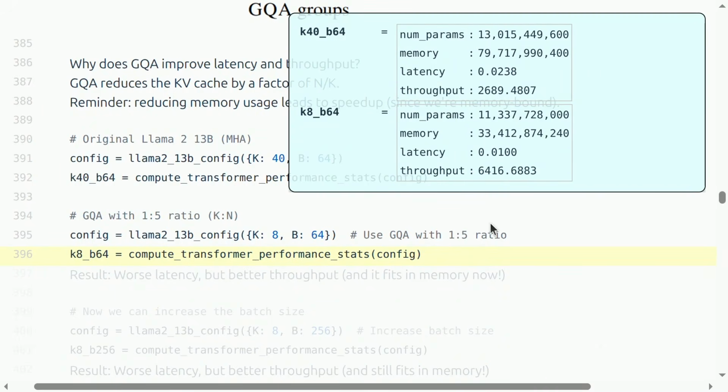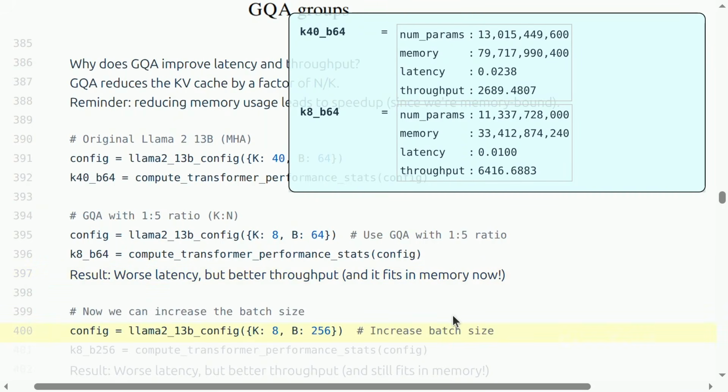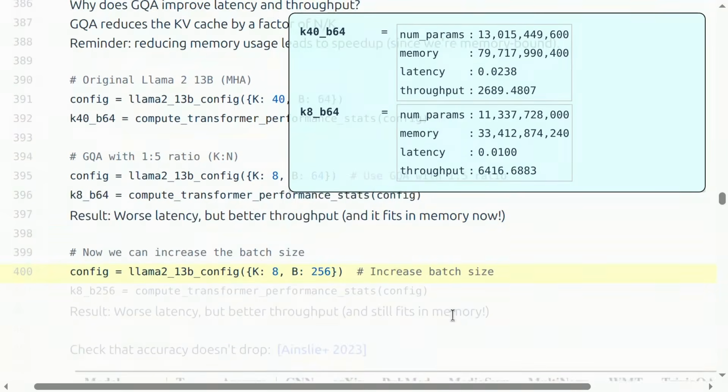So it's not that latency and throughput are always at odds. If you reduce the amount of memory, then it improves both. It's mainly the batch dimension that is the point of tension. Okay, so this is great, and let's actually just increase the batch size even more and see what happens.